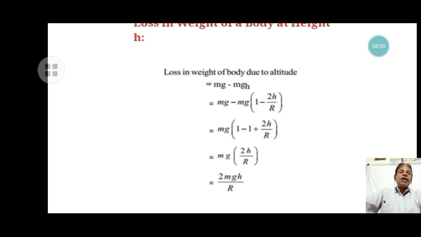Now at the height of h from the earth's surface, the loss of weight of an object becomes 2 into mgh by r. This expression gives the weight of the object at a height of h from the earth's surface.